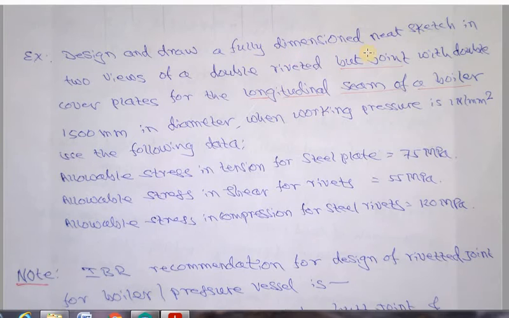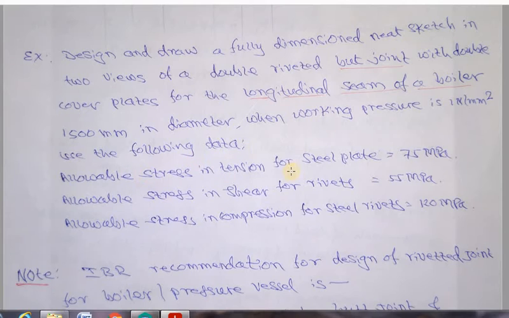Design and draw a fully dimensioned neat sketch in two views of a double riveted butt joint with double cover plates for the longitudinal seam of a boiler. You can see I have underlined particularly longitudinal seam of a boiler, meaning that it must be a butt joint as recommended by IBR, but the butt joint is already given here. Even if it is not given, the longitudinal joint has to be a butt joint. The boiler is 1500 millimeter in diameter when working pressure inside is 1 Newton per mm square.